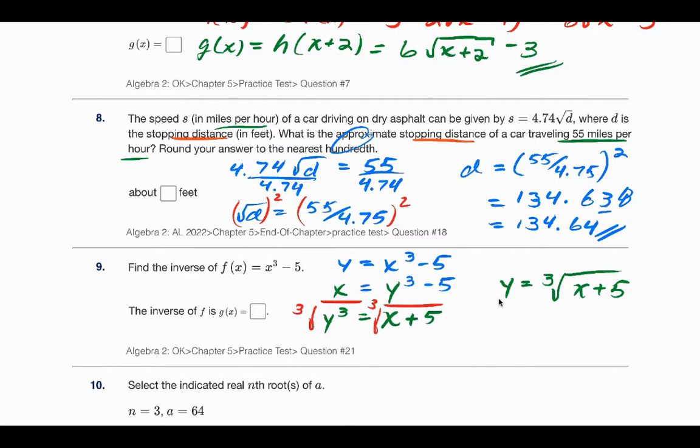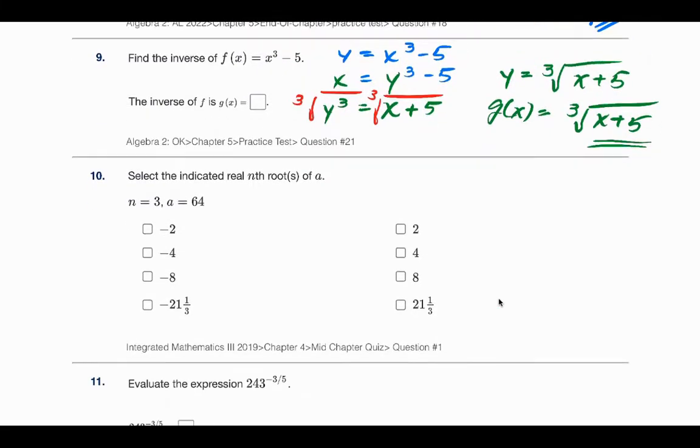And remember, your book likes to now change it to g of x. Well, they already put that part, so you don't have to put that. You just have to plug into Big Ideas the cube root of x plus 5. This is the only part you have to do because I already told you what your g of x is right here. Don't put g of x equals g of x. That's silly.